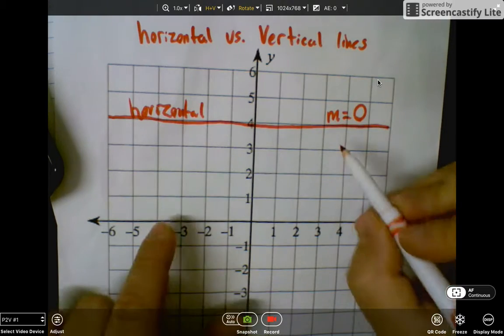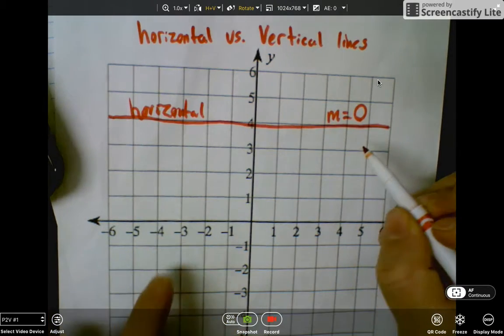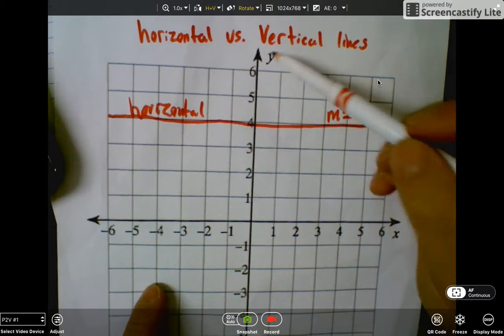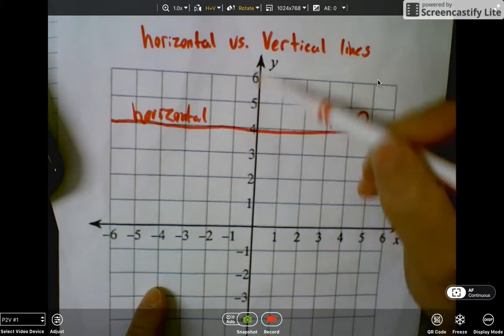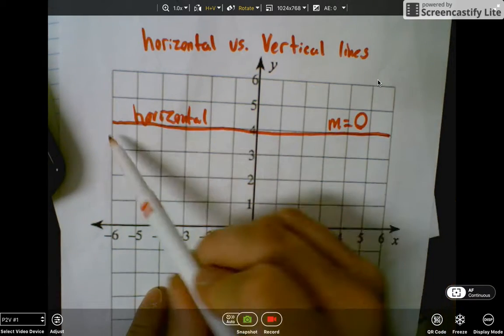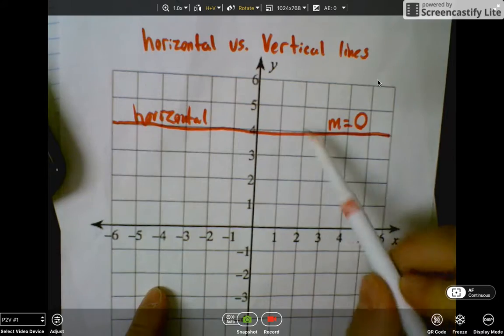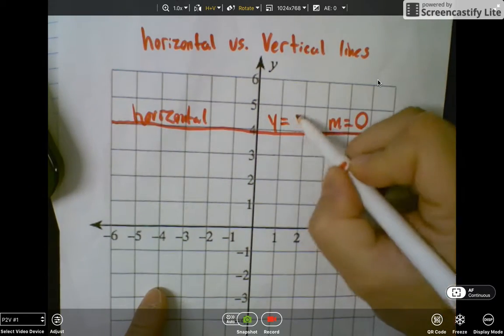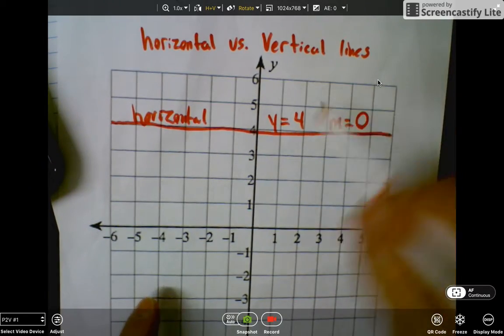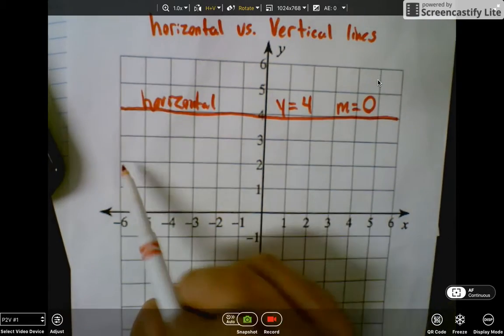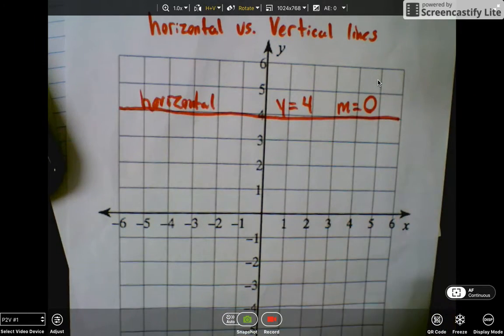And if you want the equation for a horizontal line, it is opposite of the axis. So this is the y-axis that is vertical, but this horizontal line is y equals 4. So all horizontal lines are y equals equations. The other one we get confused is the vertical line.